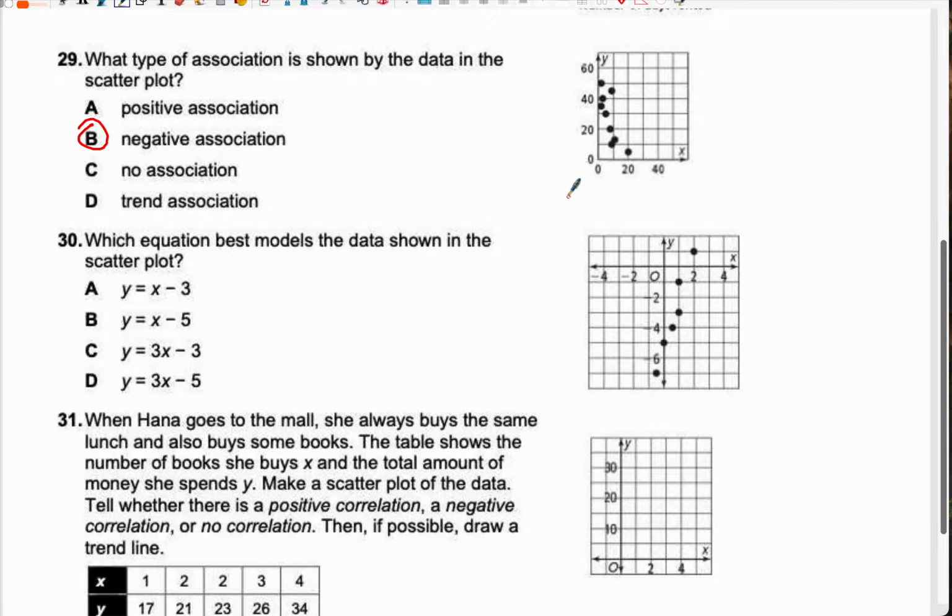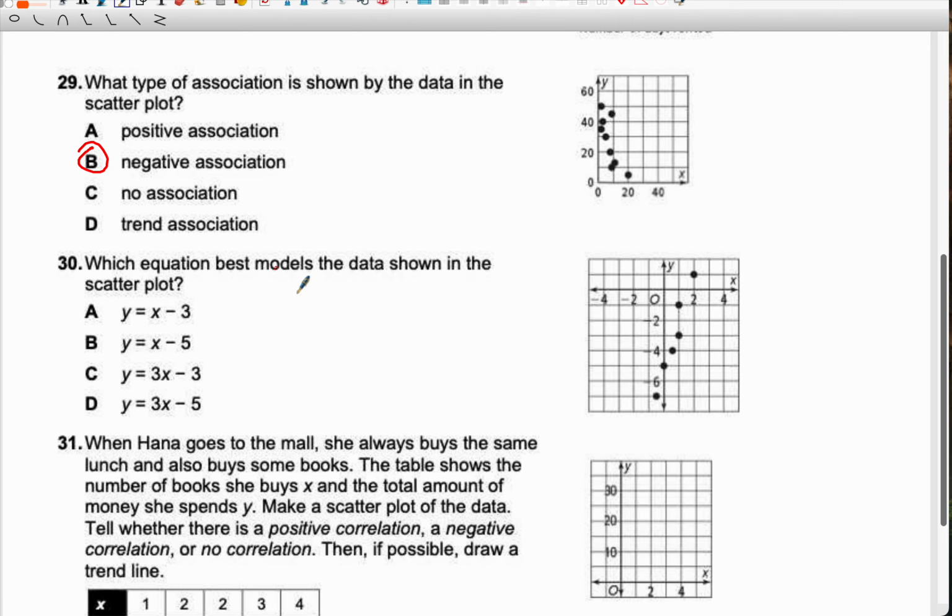Which equation best models the data shown in the scatter plot? This is an interesting question. I would suggest using one of the little clear plastic rulers and laying it on the graph for each one of the lines, just to see where it's at. I can do that fairly easily with this by using my straight line tool. So let's just try each one.